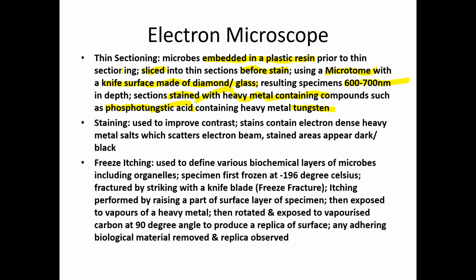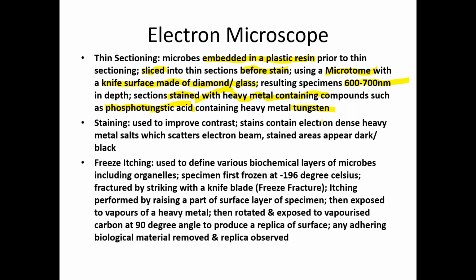Before staining we are performing thin sectioning, and after thin sectioning we are performing staining using, for example, phosphotungstic acid. Clear? Now staining is again used to improve contrast. Already I have repeated it several times, but whether it is gram staining or simple staining or staining for electron microscopy, our purpose is to improve the contrast in order to distinguish the microbial cell structures from the background in a proper manner. Fine.